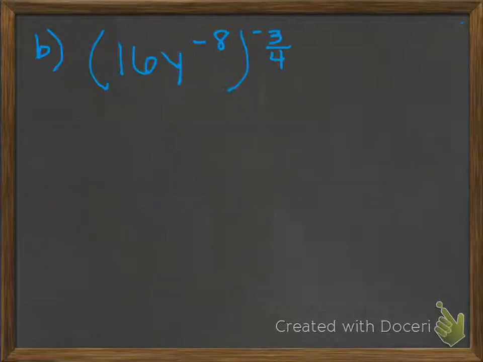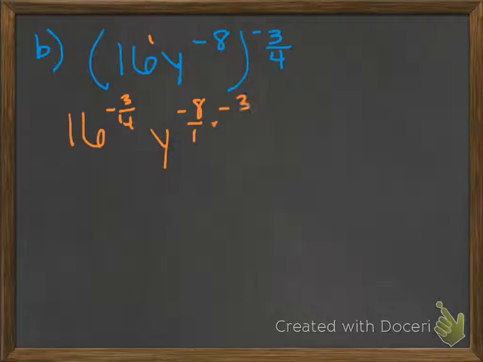Letter B is a little bit shorter than letter A. So same thing, 16 is raised to the first power, y is raised to the negative 8. Letter A, we had to do a lot of work inside the parentheses. I do not need to do that in this case. I can just distribute my exponent in. So this will be 16 raised to the negative 3 over 4. And then y to the negative 8, and I'm going to write it as negative 8 over 1 times the negative 3 over 4.